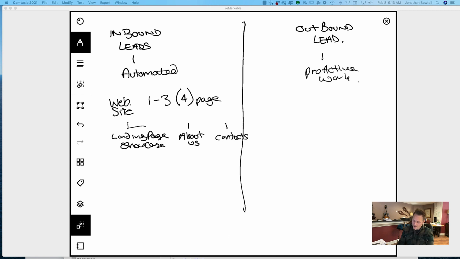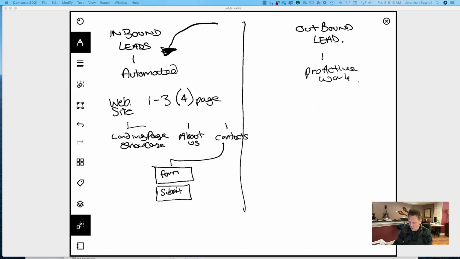Now, on the Contact Us page, this is the one I really want to talk about. You're going to have a form with a submit button. Now, this is why this is automated and passive. Your leads are going to come into here, into this corporate website. That's where they're going to be funneled into.